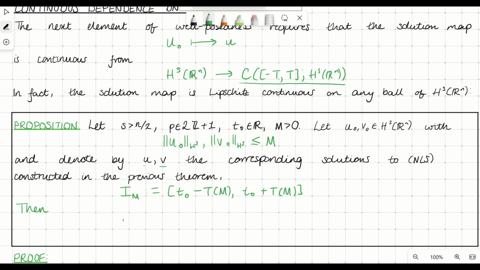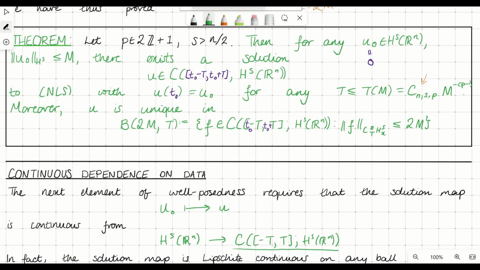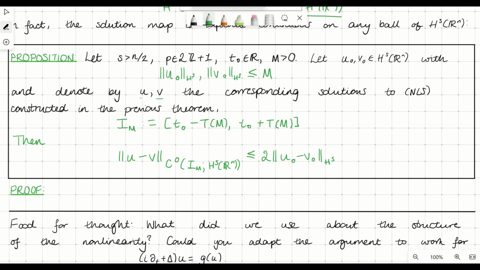Then we have that the norm of u minus v in C0 from IM to HS, so the space in which our solutions lie, is in fact less than or equal to twice the norm of the difference between the initial data in HS. Here this Tm is just exactly the Tm that we gave above in the previous theorem for existence. So I hope this all made sense.